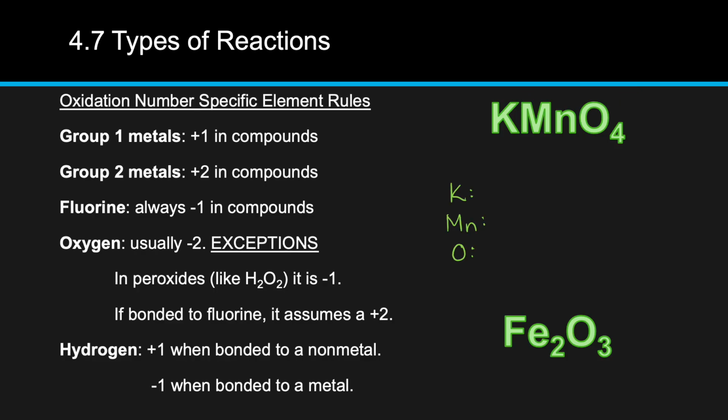So let's start off with what I know. I know K is a group 1 metal, which means it's going to have a +1 oxidation number. And I also know O, since it's not in a peroxide and it's not bonded to fluorine, is going to have a -2 oxidation state. So because we know K is +1 and oxygen is -2 times 4 or -8, if this is balancing out to an overall charge of 0, which it is because it's a neutral ionic compound, that means Mn has to be +7, because then we have a total of +8 and -8, which balances out to 0.